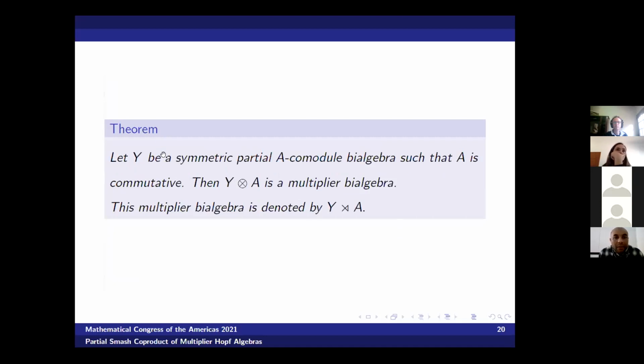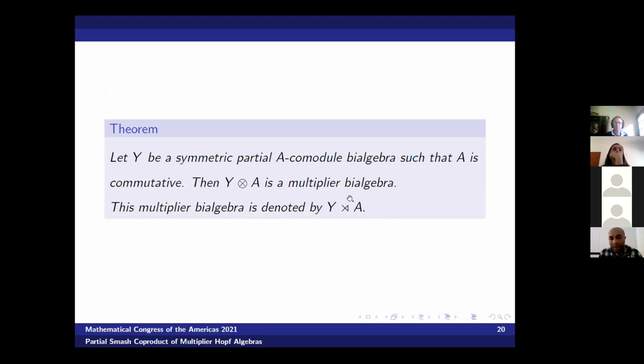Then we have this theorem. If we have a symmetric partial comodule bialgebra, such that the algebra is commutative, this also appears in the global ones, so here we have to impose this condition also. Then we have the proof that the tensor is a multiplier bialgebra in the sense of Timmermann. So we prove that we have a coproduct that is a multiplicative structure. And we denote this multiplier bialgebra like this.